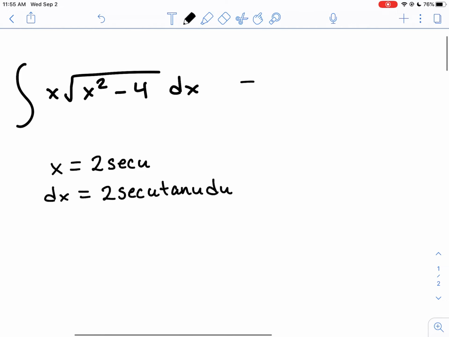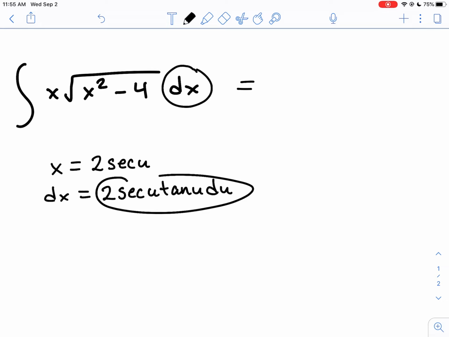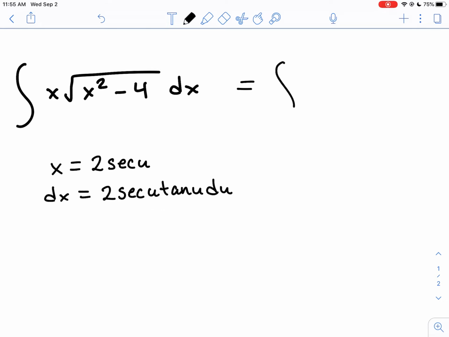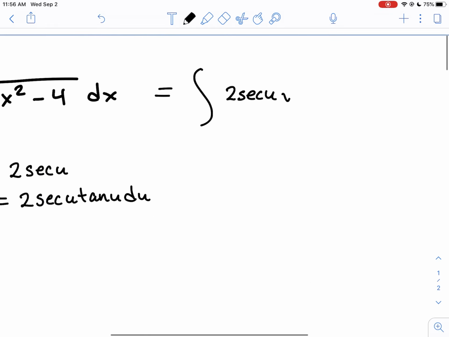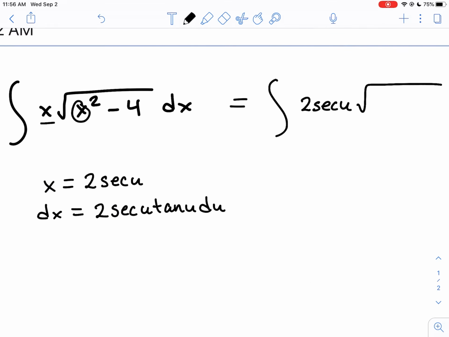So after I make those two changes, everything that's an x, and there's x here and here, needs to be turned into 2 secant u, and then this dx needs to be turned into this 2 secant tangent du. So this will become an integral of, focus on that x, change it to 2 secant u, times the square root of, I'm going to change this x to 2 secant u, but then also do the squaring of it.